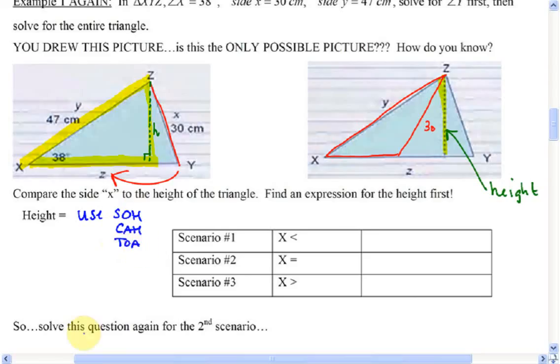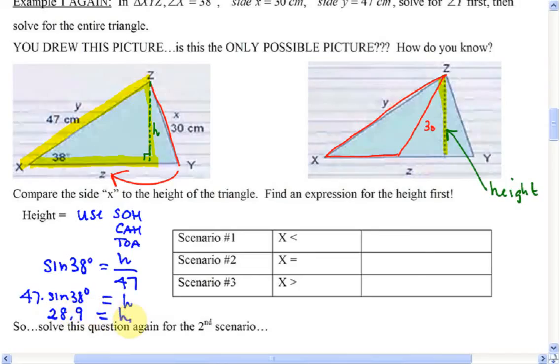In this yellow triangle here, can you see that sine of 38 degrees is equal to the opposite, which is the height, divided by 47? Can you see that? 38 degrees, opposite side, hypotenuse. So solve for h for me then. What's h equal to? h is equal to 47 times sine 38. What do we get? 28.9.